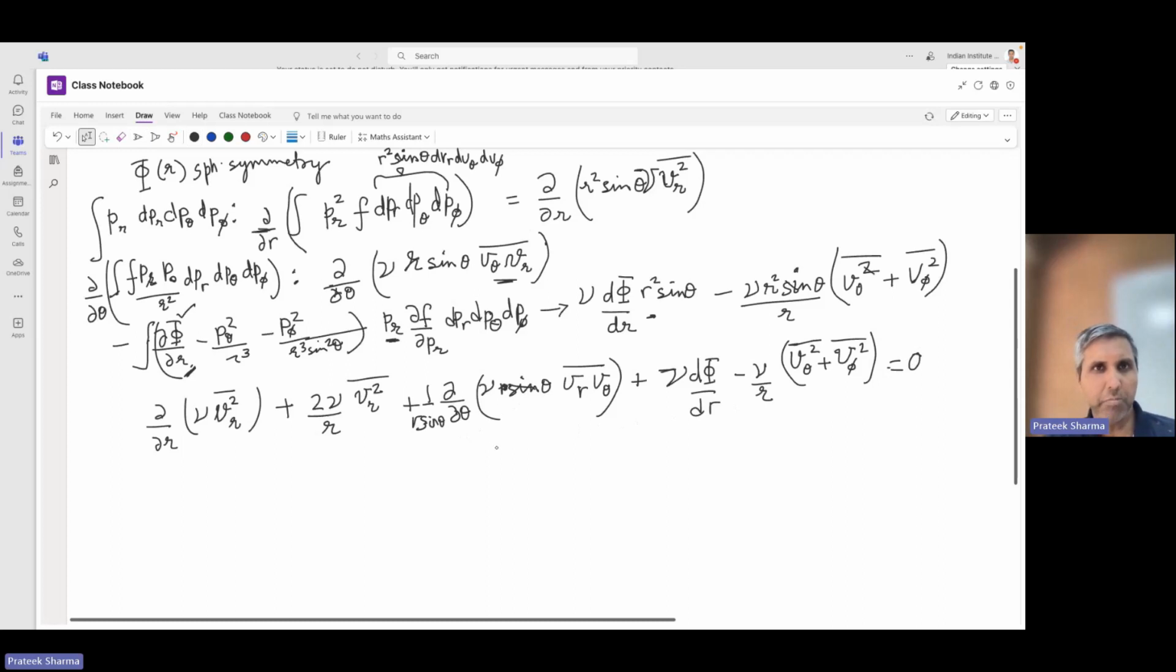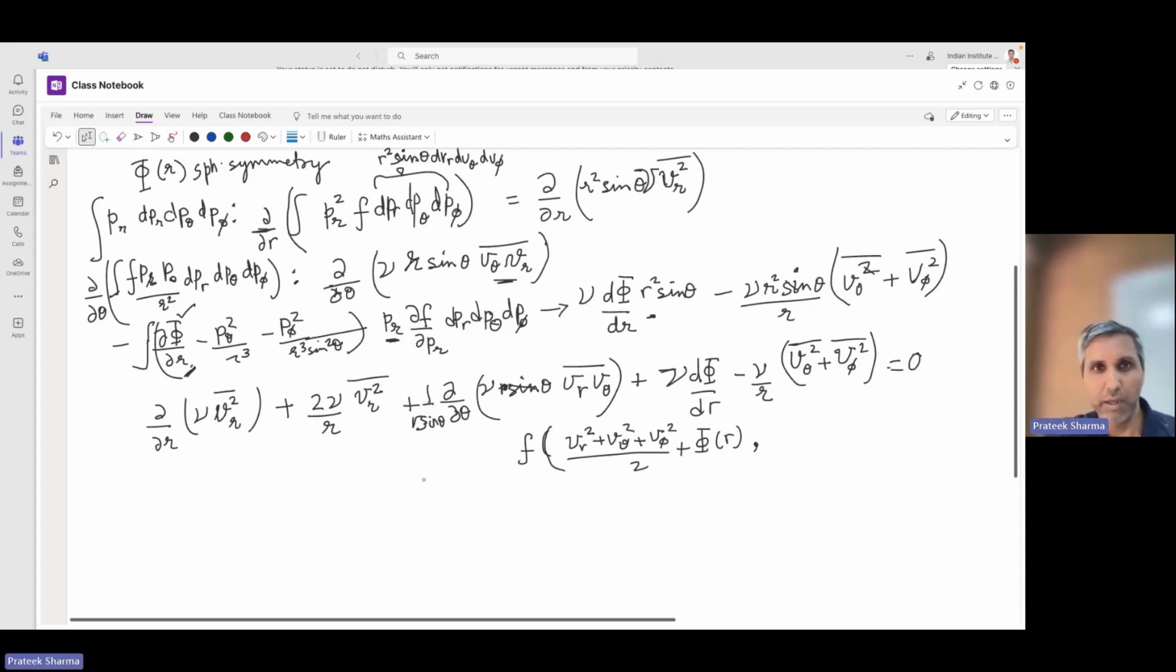Now my f, I have said, this is a spherical system. So what are the conserved quantities in the spherical system? It's steady, so nothing changes in time. So VR squared plus V theta squared plus V phi squared by 2 plus phi of r. This is your Hamiltonian. That's an integral of motion because the potential is independent of time. What else is conserved? The magnitude of angular momentum is conserved.